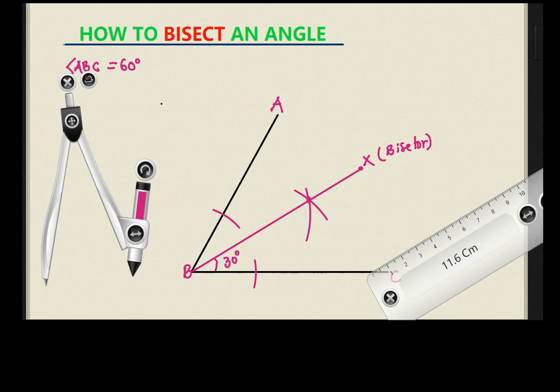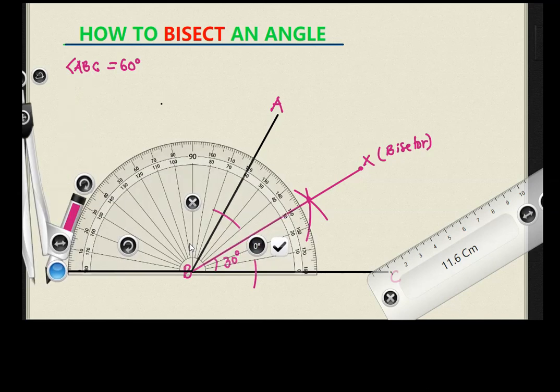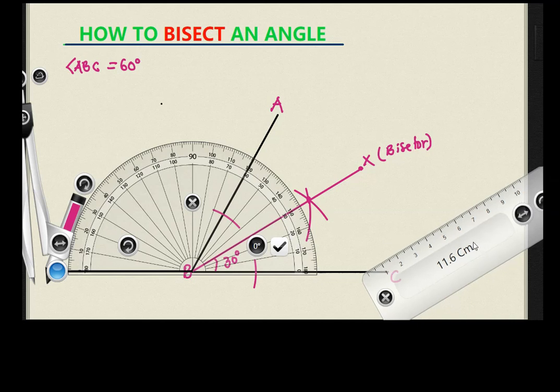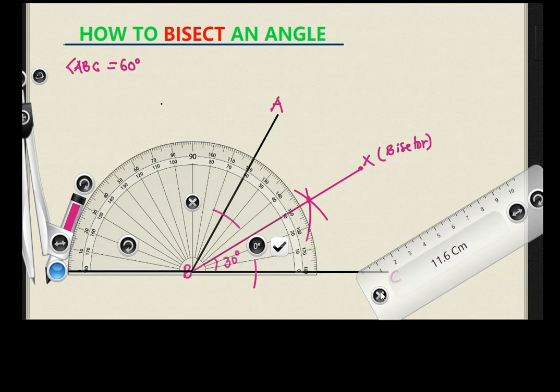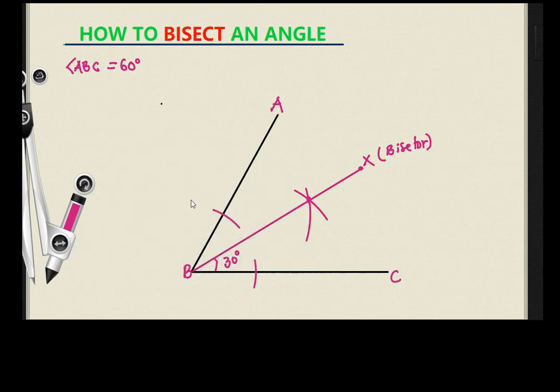If you want to check, you can measure and check whether that angle is 30 degrees. Now as you can see, the angle we have here is 30 degrees. That's how we can measure this angle, and those are the steps that we're going to use to bisect an angle.